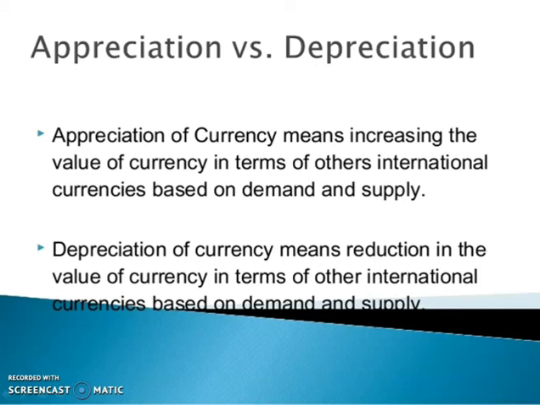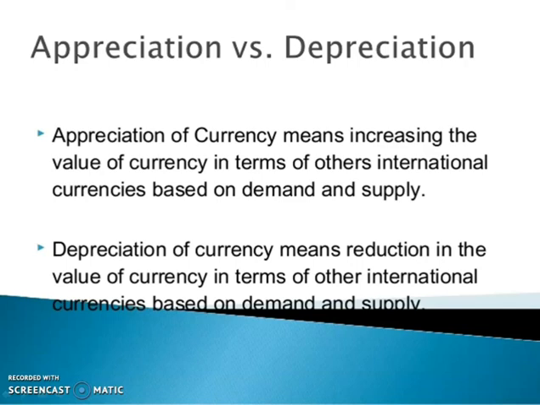Any change occurring due to demand and supply in the foreign exchange market is known as appreciation and depreciation. If the value of the home currency decreases due to demand and supply, it is known as depreciation of currency. And if the value of the home currency increases due to demand and supply, it is known as appreciation of currency. Okay, that was today's session.